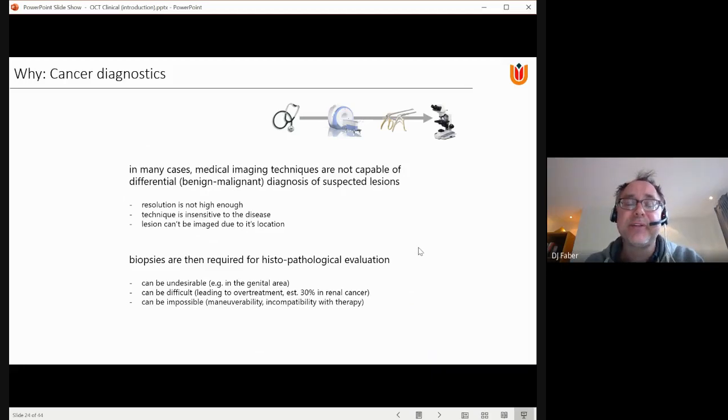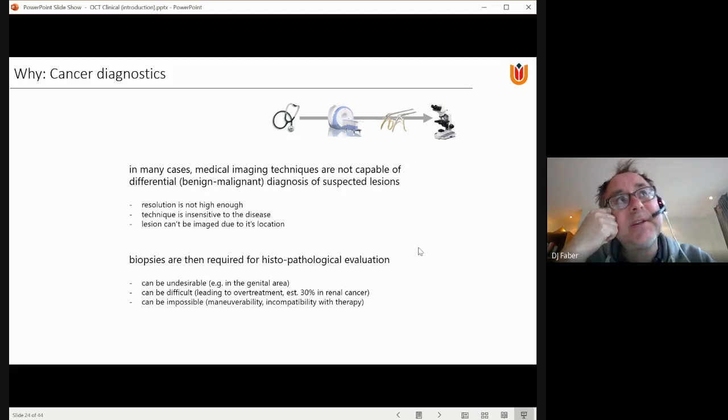If a cancerous lesion becomes large enough, then you will be able to see it on MRI, on CT, or on any other technique, but you cannot, from the image alone, differentiate whether it's benign or malignant. So that means that we still need biopsies. We still need to take out the tissue, put it under a microscope, and stain it chemically in order to see whether it is benign or malignant.